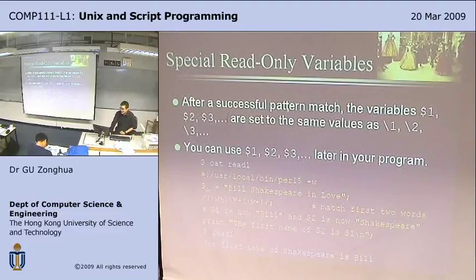So after a successful pattern match, these variables $1, $2, $3 are set to be the same value as \1, \2, \3. You can use them later in your program. So here's the string. Here you match it against this regular expression. Because this string is $_, you don't have to say equal tilde to do the matching, because without it, it uses $_ by default.